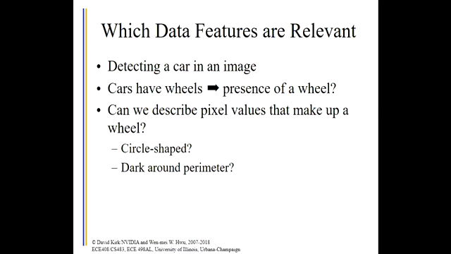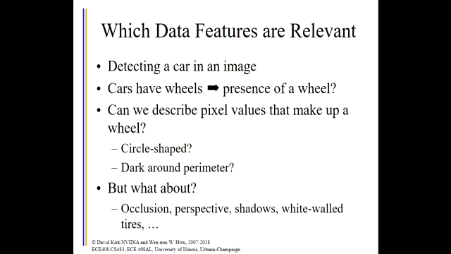Can we describe the pixel values that make up a wheel? The first thing we think about is that a wheel is a round thing, right? But think again: what if you look at it from another angle? So you have occlusion: you look from the top, you don't see the wheel. You have perspective: you look at it from an angle, and it doesn't look like a real circle.